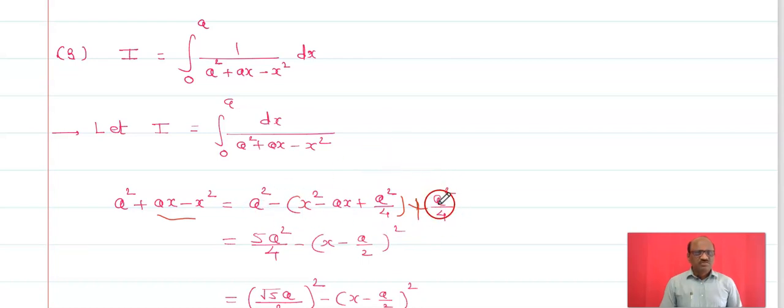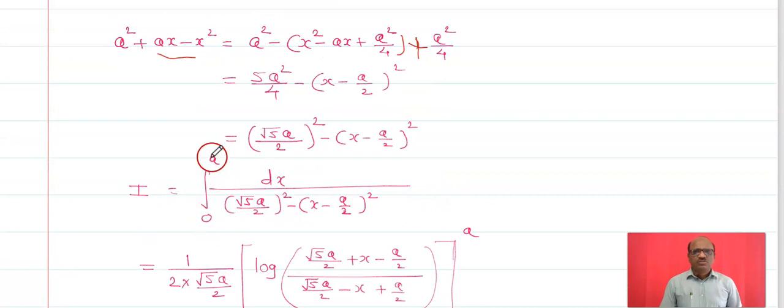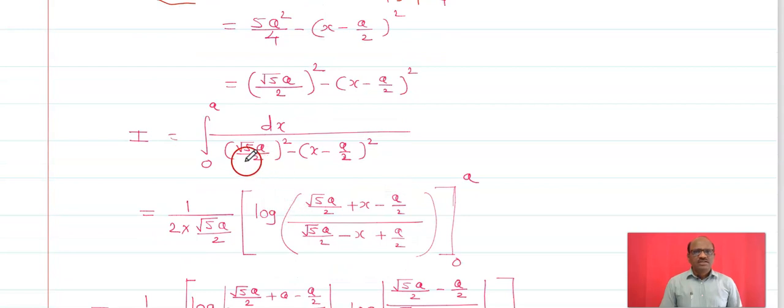Now a square plus a square upon 4 is nothing but 5a square upon 4 minus, in bracket, x minus a upon 2 bracket square. Now this is the perfect square of root of 5a upon 2 bracket square minus, in bracket, x minus a upon 2 bracket square. Therefore I is equals to integral 0 to a, dx upon in bracket root of 5a upon 2 bracket square minus x minus a upon 2 bracket square, and this is of the form a square minus x square, that is equals to 1 upon 2a log of a plus x upon a minus x, from 0 to a.